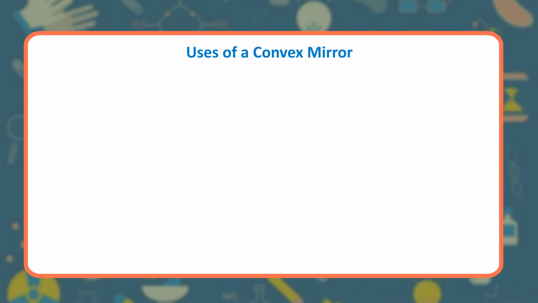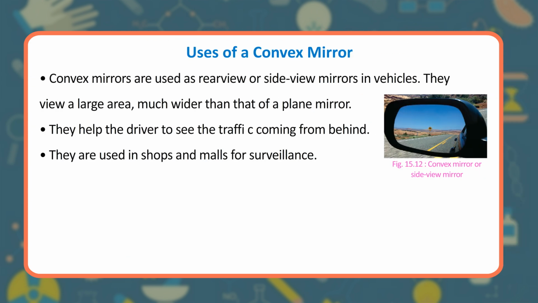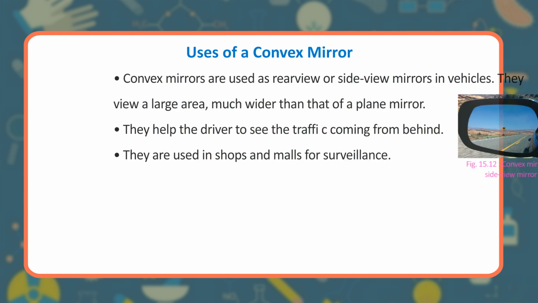Uses of a convex mirror. Convex mirrors are used as rear-view or side-view mirrors in vehicles. They view a large area, much wider than that of a plain mirror. They help the driver to see the traffic coming from behind. They are used in shops and malls for surveillance.